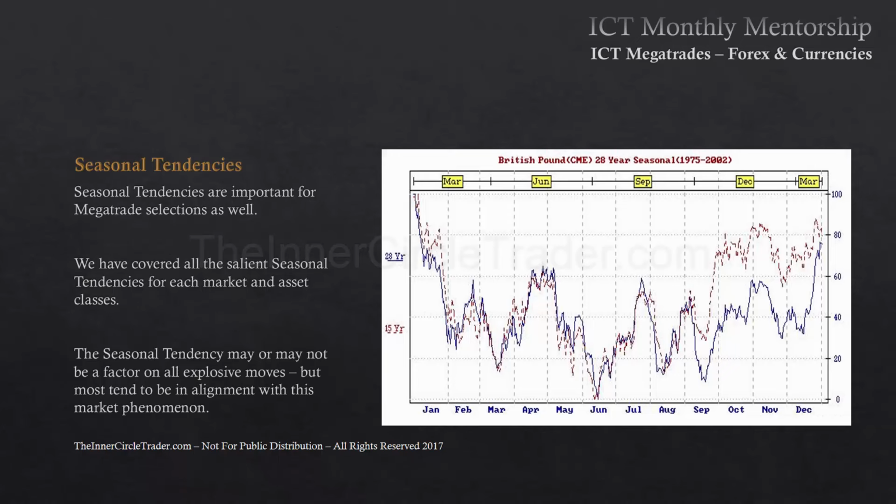Now, the seasonal tendency may or may not be a factor on all explosive moves, but most tend to be in alignment with this market phenomenon. And what do I mean by that? Sometimes you may have a seasonal tendency that's implying that a particular currency is supposed to decline this time of year, maybe even for several months. But the market internals are suggesting otherwise, and technicals are in line with it going higher. And other supporting factors would support that analysis.